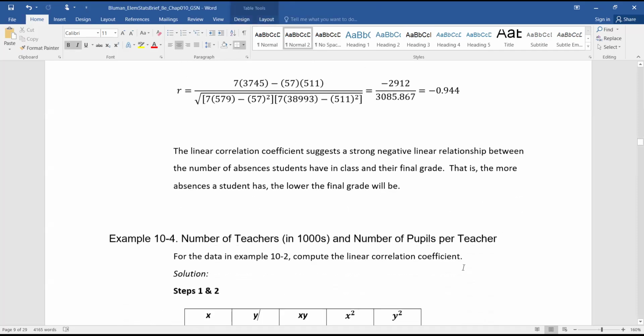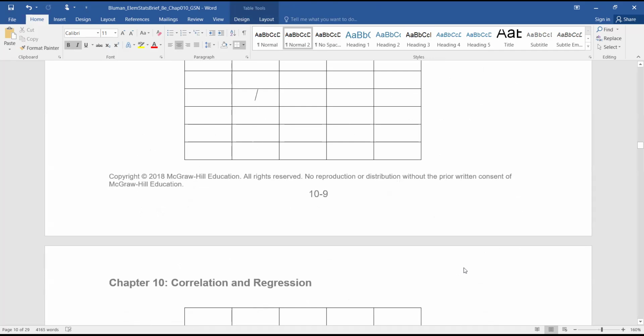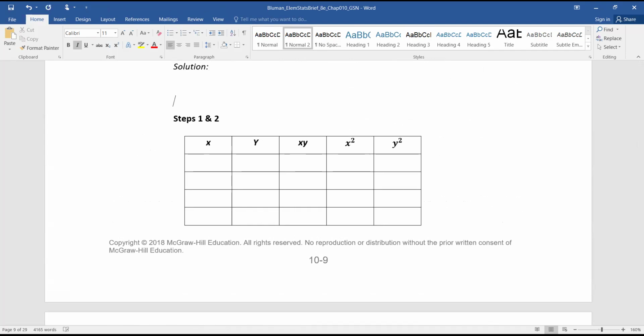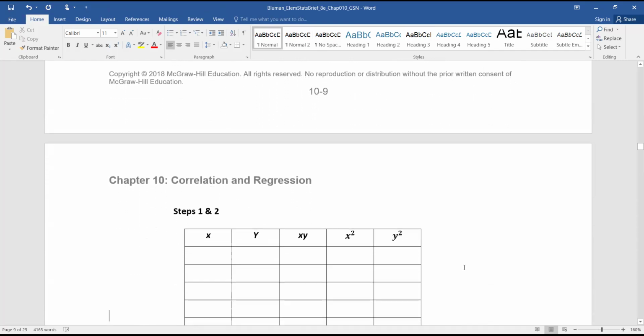All right, let's do the next one together. So we'll do the number of teachers in thousands and the number of pupils per teacher. And then we'll be using the data from 10.2 and we'll compute our own correlation coefficient. And I think what I'm going to try to do here is see if I can put this on one page to help us out.